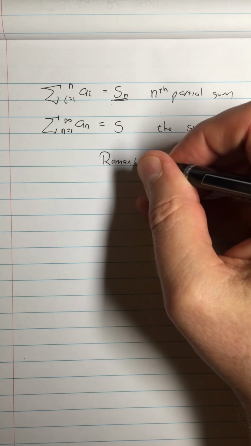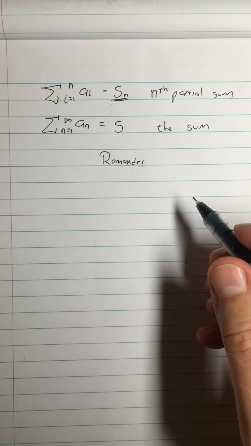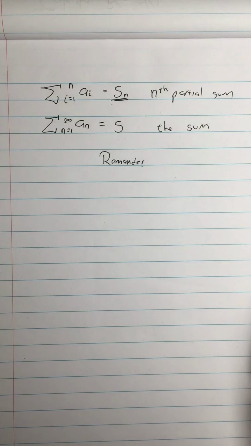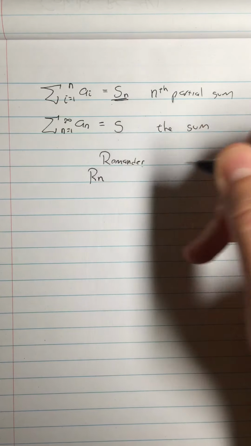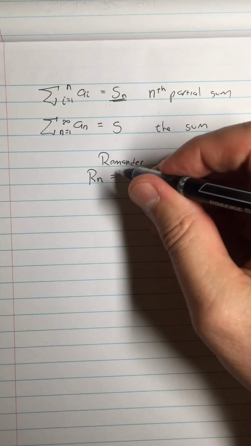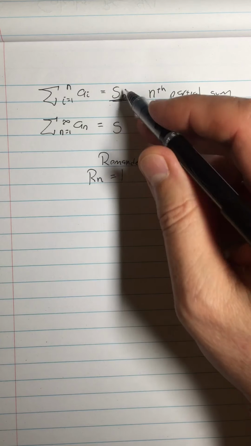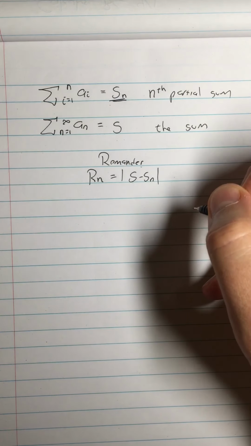And so what this means is, how close do we get by estimating with n terms? So when I add up 10,000 values, how close am I to the true sum? So that remainder, we call it R sub n, the error from using n terms. What it is, is the absolute value of the difference between these two, s minus s sub n, right?